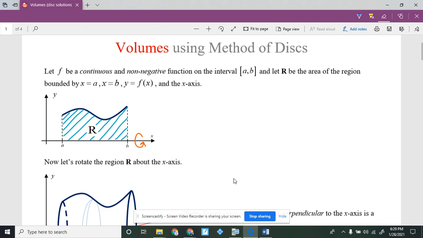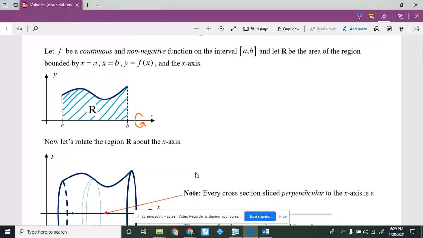Alrighty, let's get after it. We're going to talk more about volumes today, but we're going to produce these solids in a little bit different manner than what we did the last couple of days.